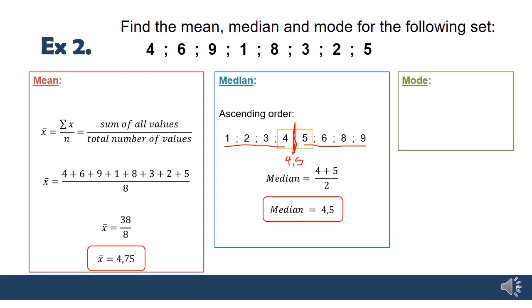And then lastly, the mode is the number that occurs the most. But in this case, there's no mode because there's no number that is repeating itself.